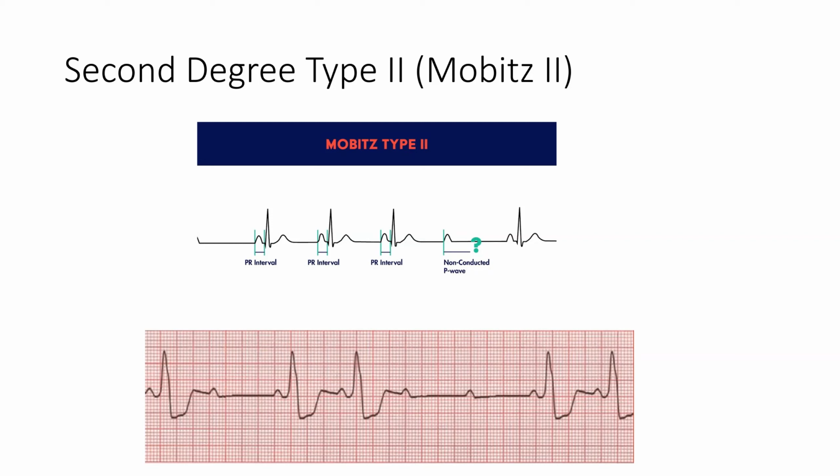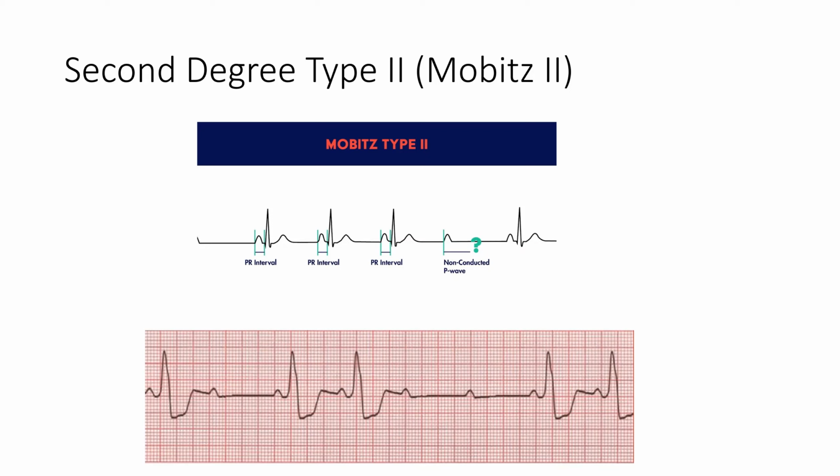So the rate of conduction is going to vary. It can be a 2-to-1 conduction pattern where you see 2 conducted beats and then 1 dropped beat. It can be a 3-to-1, things like that. So I always look at your PR interval, okay? When it's consistent and when one is dropped, then that is a Mobitz 2.